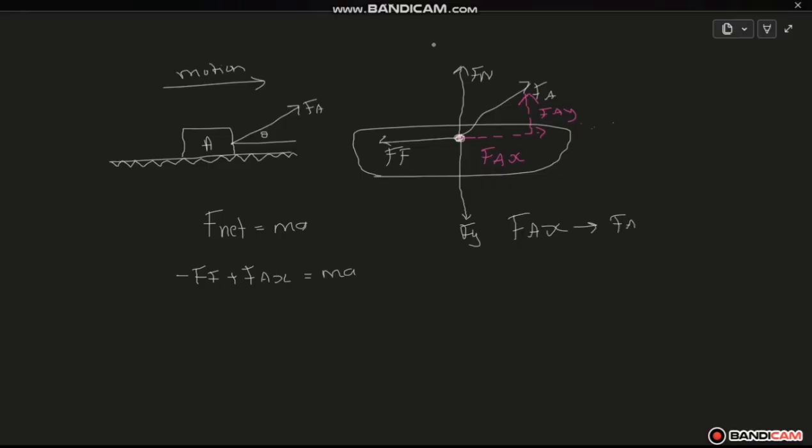You can actually simplify this further. FAX equals FA cos theta, then FAY equals FA sine theta. These are components. We find components on an incline and when the FA is pulled at an angle. So negative FF plus FAX, which is FA cos theta, equals MA. The theta you have on the diagram is the one you substitute in the formula. So this is your Fnet equals MA. Very, very important, guys. Make sure that you understand that whenever FA is pulled at an angle, you will have components.